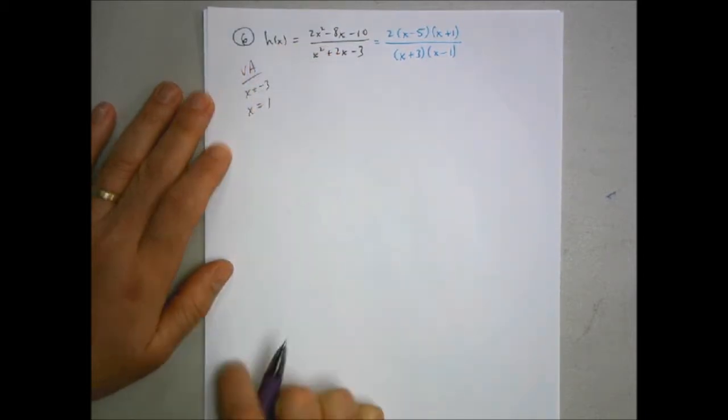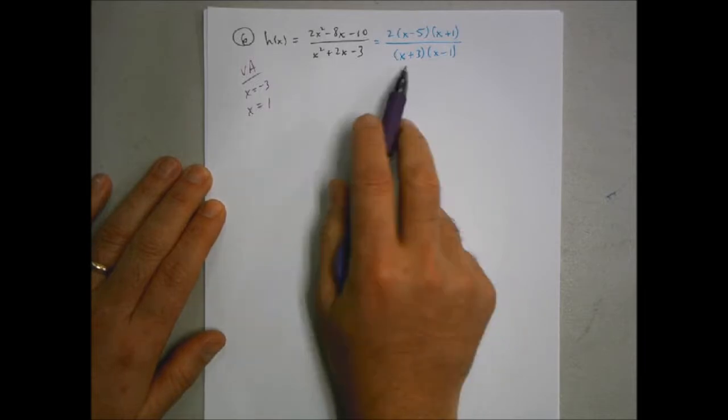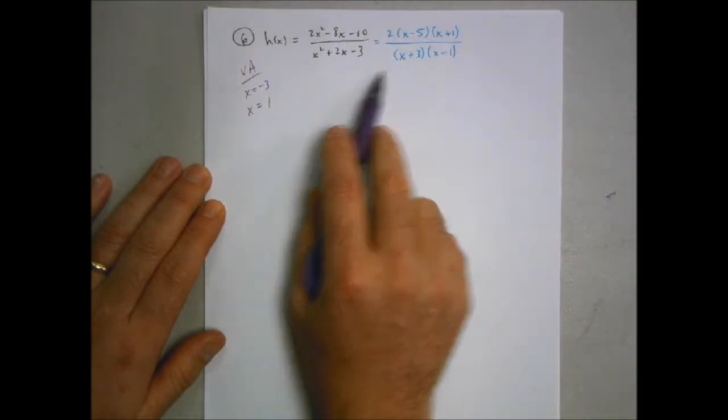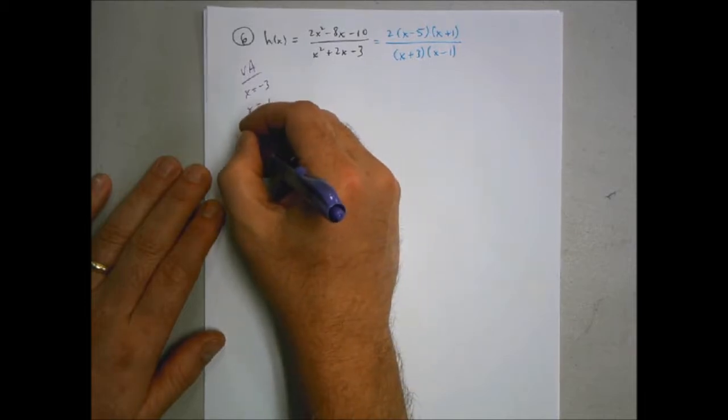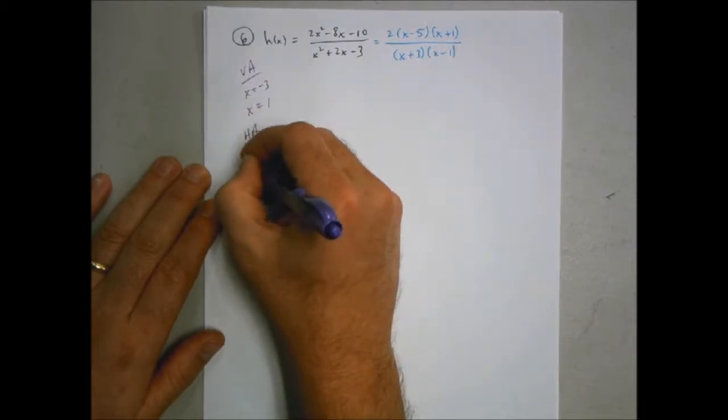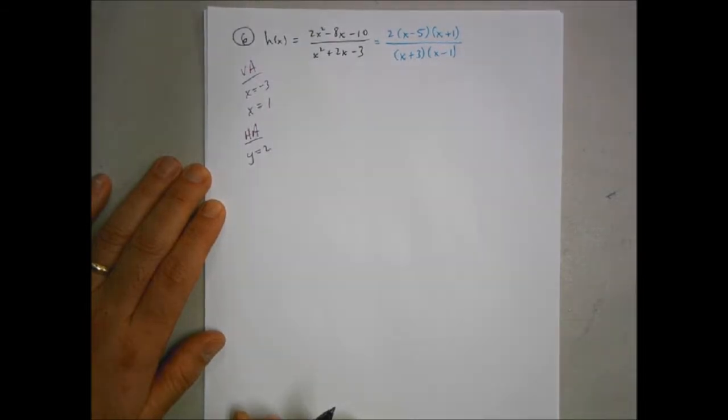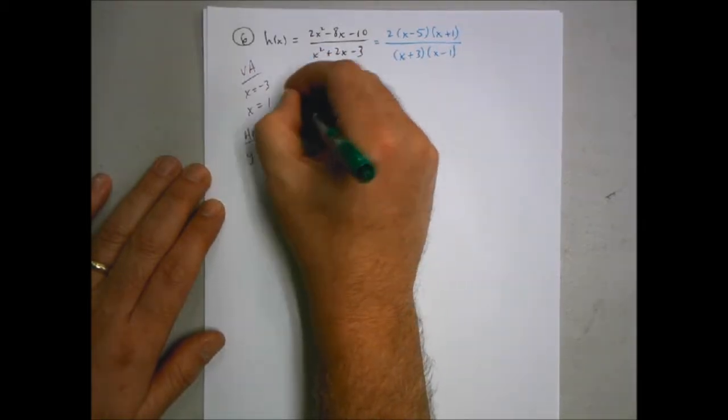Let's see, x-intercepts. If I plug in 0 for the y, I'm looking at how does this fraction equal 0? If x is 5 and if x is negative 1, if they're in the numerator. So 5, 0 and negative 1, 0.